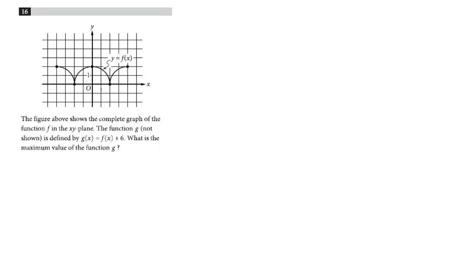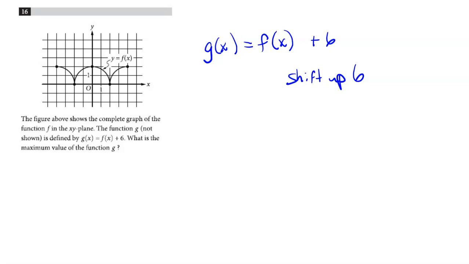16, looks like we have a graph of some sort of function, y equals f of x. The figure above shows a complete graph of function f. The function g, which is not shown, so they tend to do that a lot, is g of x equals f of x plus 6. So right now they'd be the exact same thing. But then when you add a +6 on there, basically what it does, it's going to shift the graph up by 6 units. So you're going to take this graph and you're going to kind of come up 6 units. So that'd actually be, you know, up here somewhere like that.